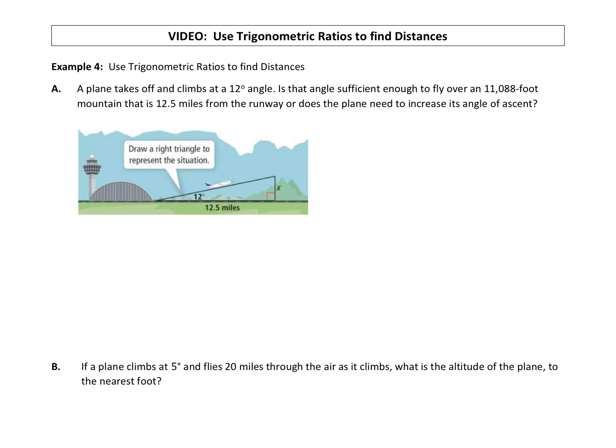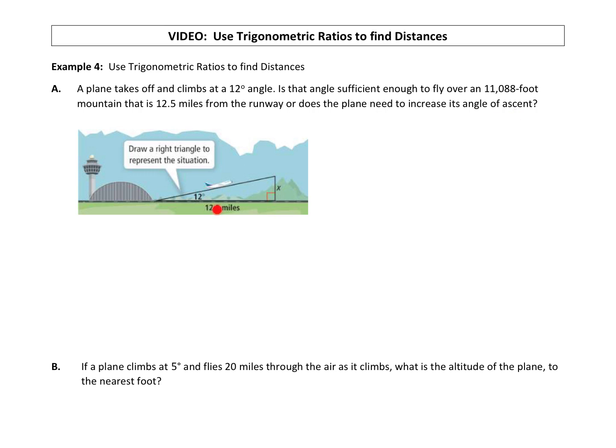So now that we have an understanding of our trig ratios, why do we need to know that, right? So let's take a look at an example. A plane takes off and climbs at a 12-degree angle. Is that angle sufficient enough to fly over an 11,088-foot mountain that is 12.5 miles from the runway, or does the plane need to increase its angle of ascent?